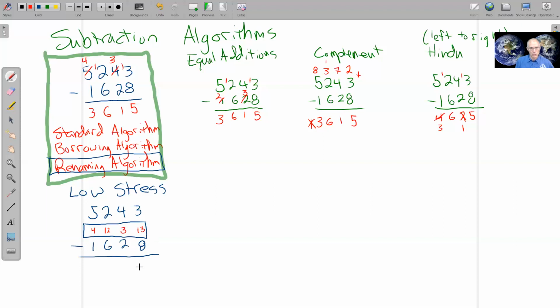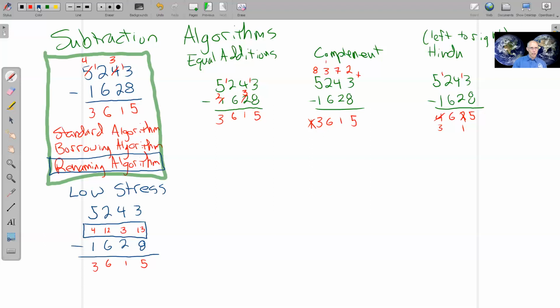Now I just pay attention to each column. 13 minus 8 is 5, 3 minus 2 is 1, 12 minus 6 is 6, 4 minus 1 is 3. So it's just a slightly different way of writing our borrowing algorithm. It's called the low stress algorithm. You'll see it in some textbooks, and I think it is pretty helpful for a lot of kids that struggle with borrowing and subtraction.